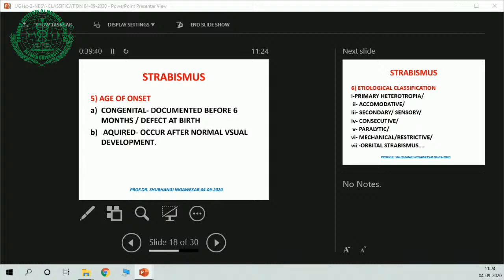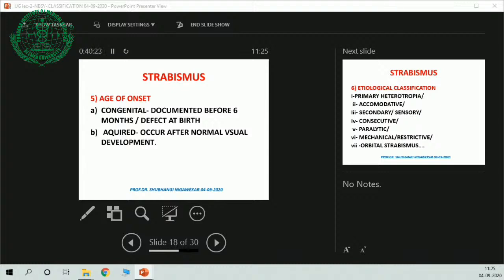Age of onset. Already we have discussed some congenital and some acquired problems, and in strabismus also it is there. Age of onset is very, very important. We can label it congenital strabismus whenever the strabismus is documented before 6 months, or we can call it a defect at birth. Usually the informant is the mother, saying the deviation is occurring since birth, and even after 1 month or 2 months it is still called congenital. Acquired strabismus occurs after normal visual development. That is what I am trying to tell you, that paralytic squints occur after normal visual development.